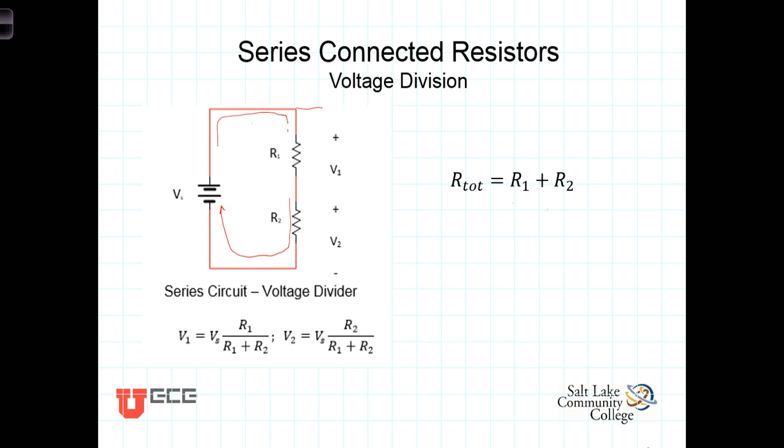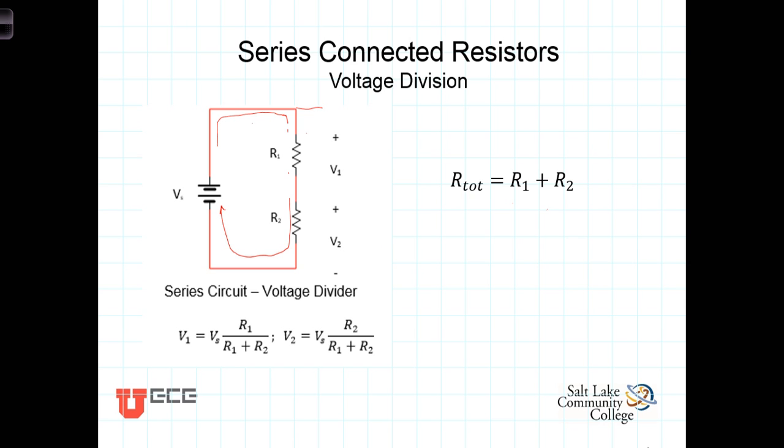Now we know from Ohm's law that because there is a current flowing through each of these resistances, there will be a voltage drop across each of those two resistances, and the voltage drop will be proportional to each of these two resistors. So the larger the resistor, the larger the voltage drop across it.